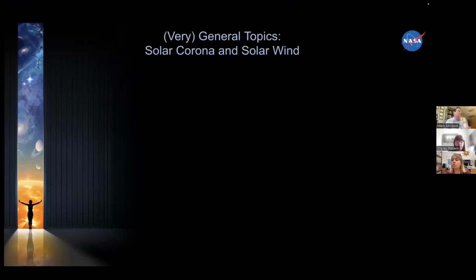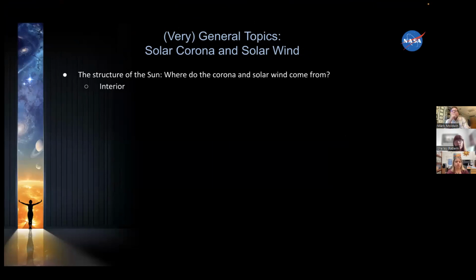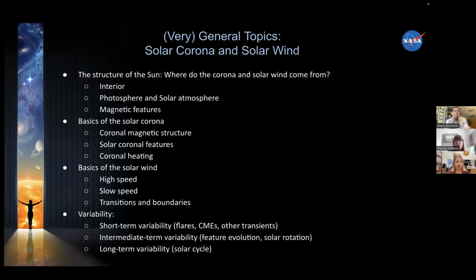Let's go through some very general topics of solar corona and solar wind physics. So there's the structure of the sun. Where did the corona and solar wind come from? It starts in the interior. It moves out to the photosphere and solar atmosphere, and it is a function of the magnetic features of the corona. Now, I'm not going to explain all of these. My talk has a bunch of these things in it, but if you want the very short description, it comes from the structure of the sun. The solar corona is a function of magnetic structures and different magnetic features, and also the processes that cause the corona to be so hot.